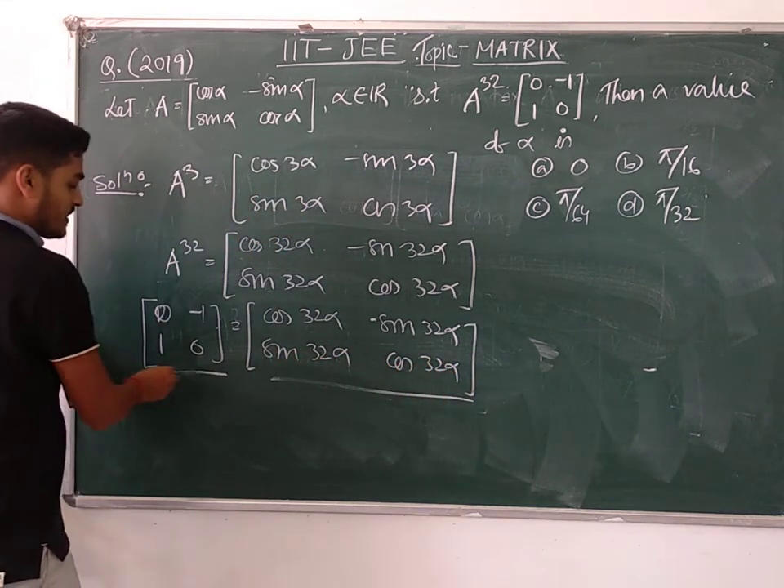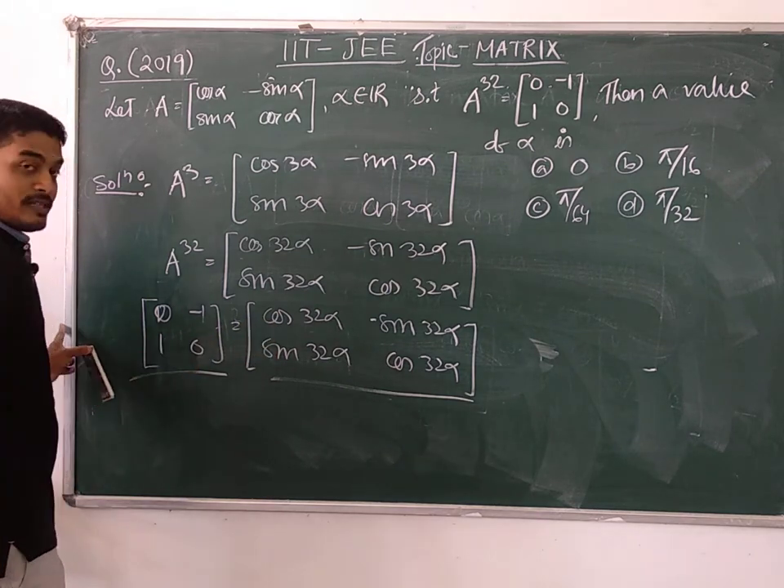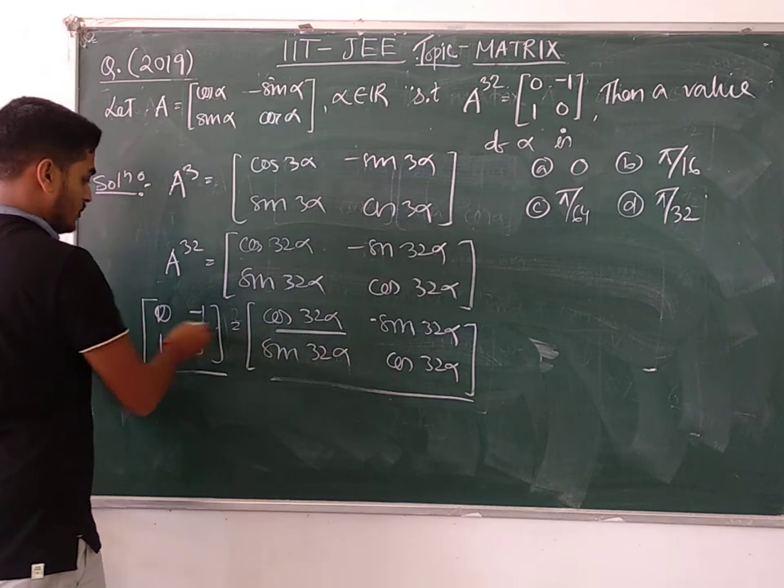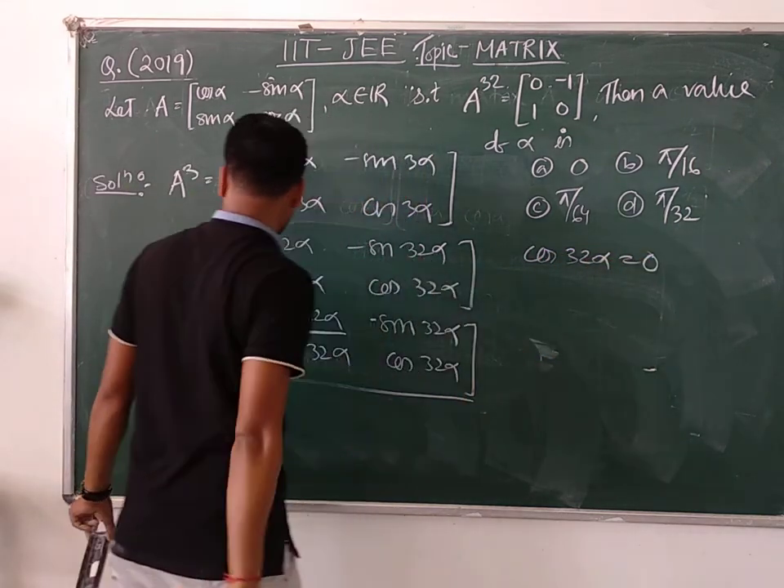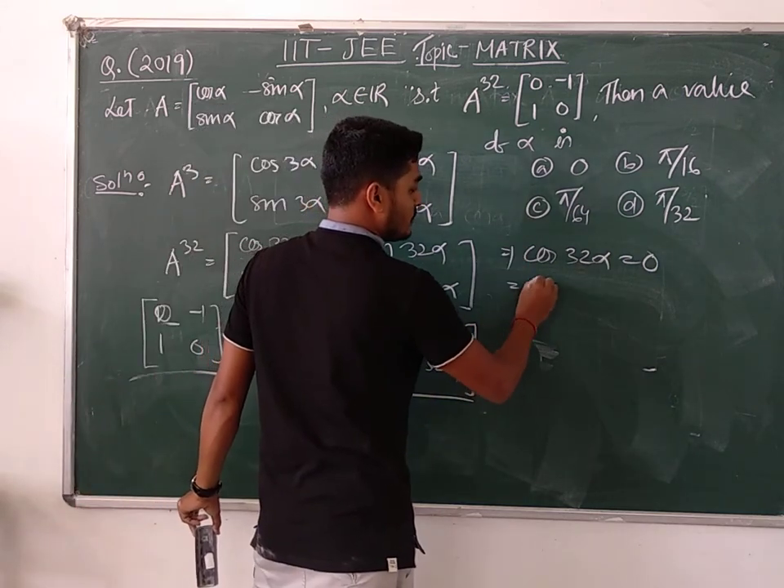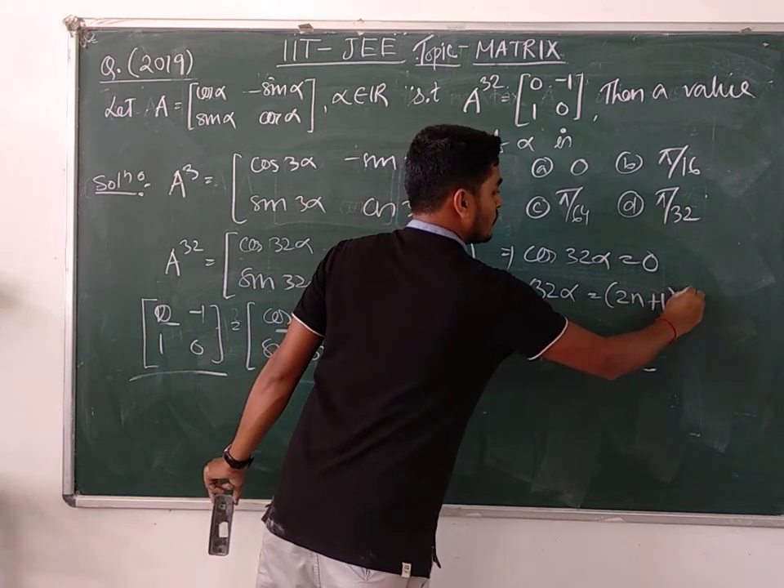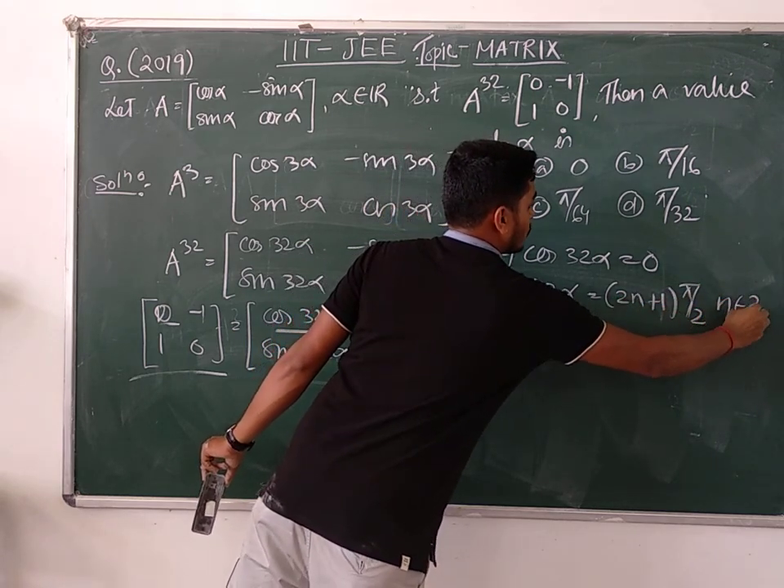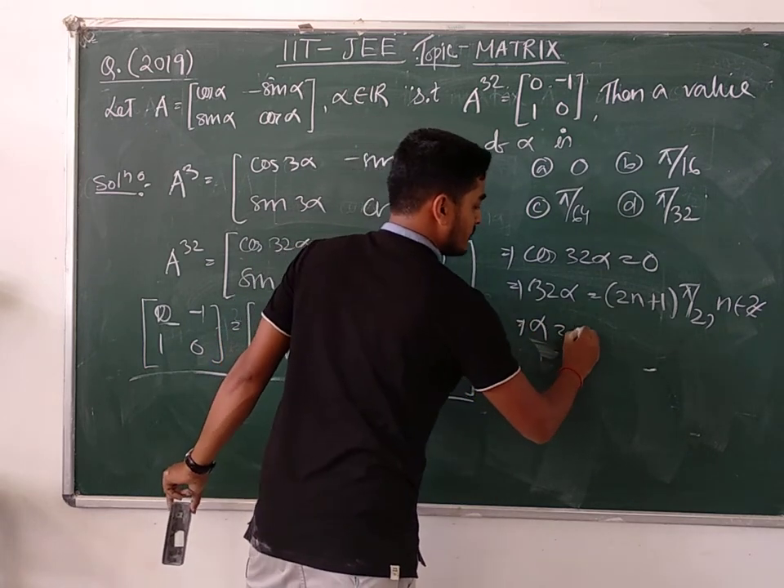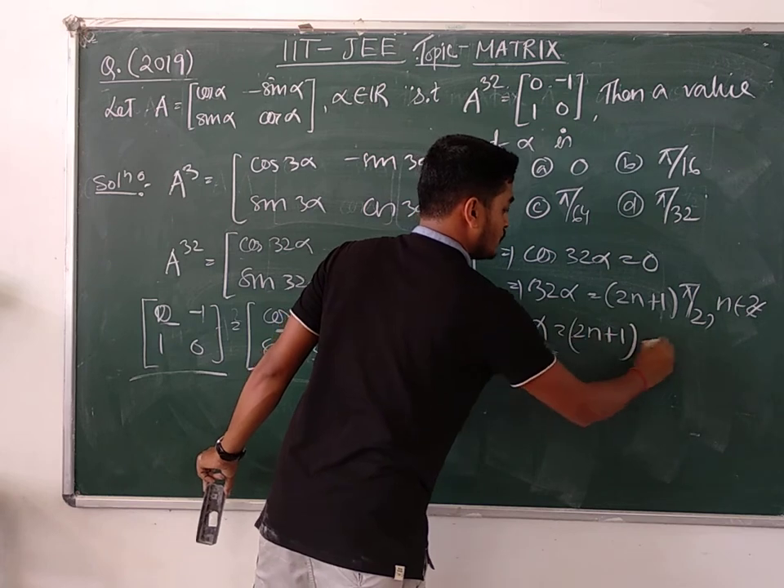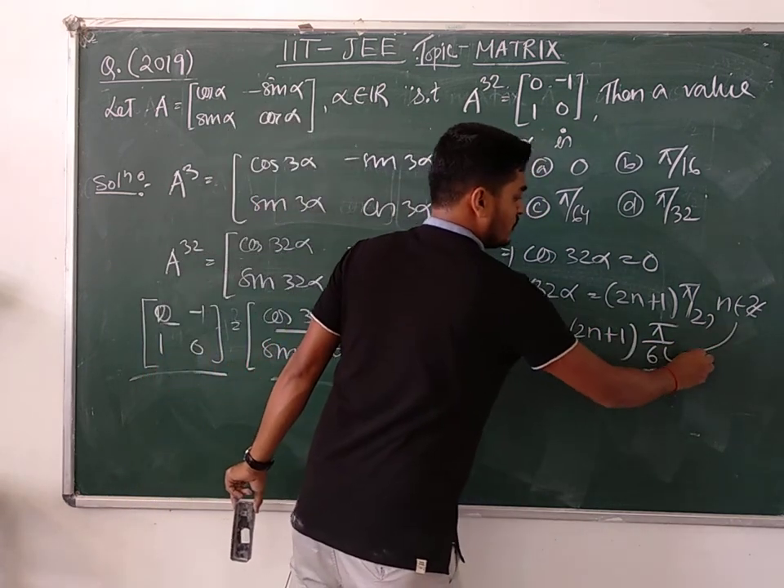As these two matrices are equal, their corresponding elements must be equal. Corresponding element means you can easily equate the corresponding terms. So cos 32 alpha must be equal to 0. We know that cos alpha equal to 0 means alpha is equal to (2n plus 1) into pi by 2, where n belongs to the set of integers. Then what is the value of alpha? Alpha is nothing but (2n plus 1) into pi by 64, where n belongs to integers.